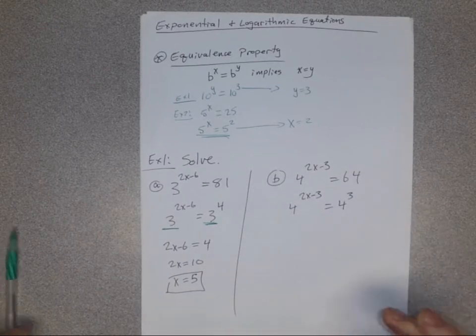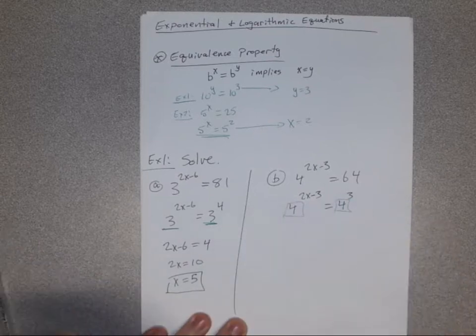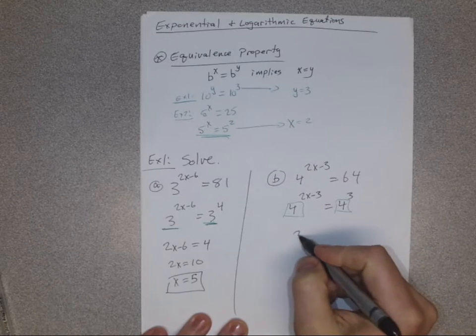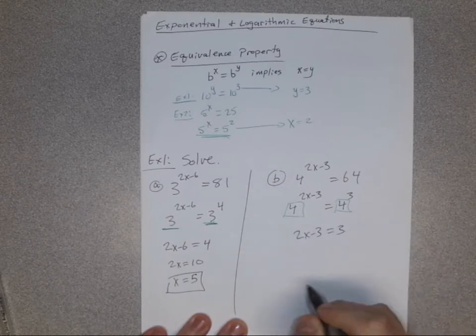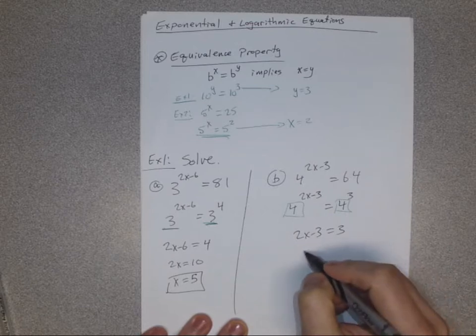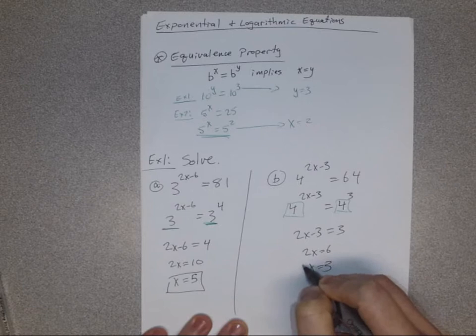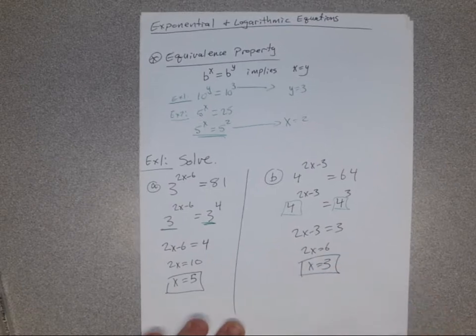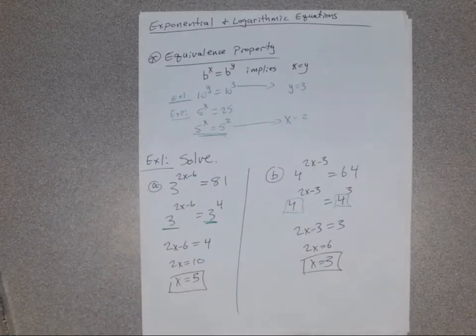Now that my bases are the same, that means I can just set the exponents equal to each other. And here it's just algebra again. Add 3, divide by 2. So x is 3. That's saying if I plug 3 in here for x, these two things will equal each other.